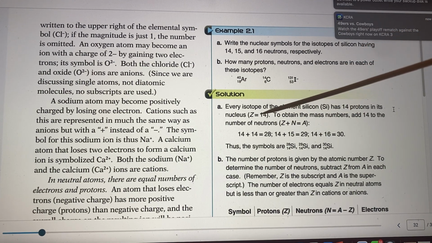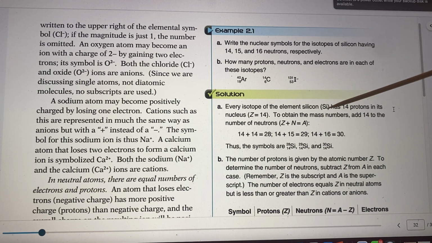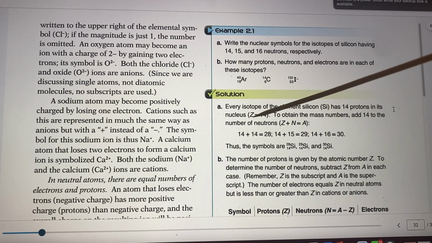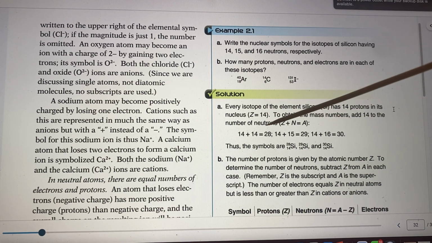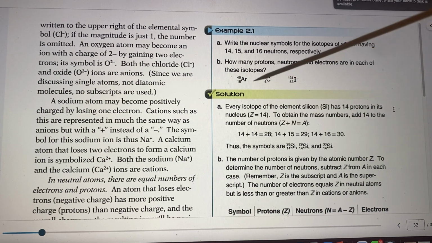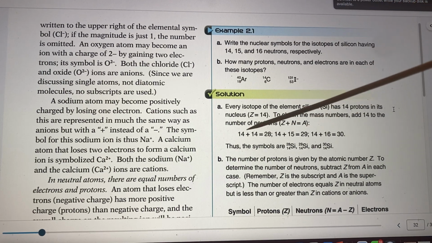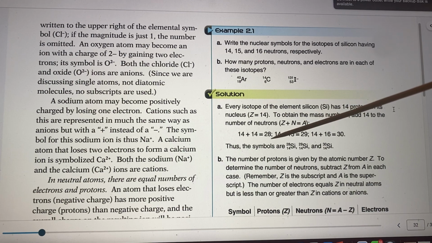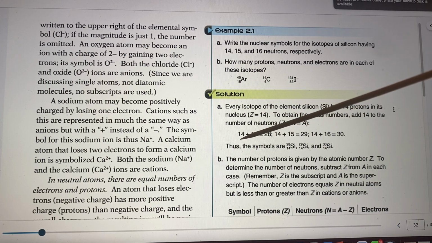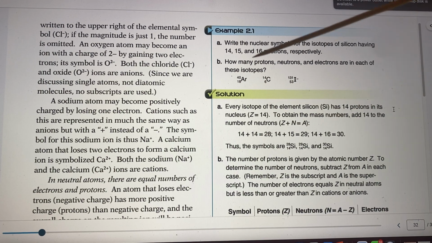Every isotope of the element silicon has 14 protons in its nucleus. We find this 14, Z, which is the atomic number. That's how many protons. To obtain the mass numbers, add 14 to the number of neutrons. So we have 14 plus 14 equals 28. The mass number will be 28 because it has 14 protons and 14 neutrons. And now the next one will have an isotope of 15.